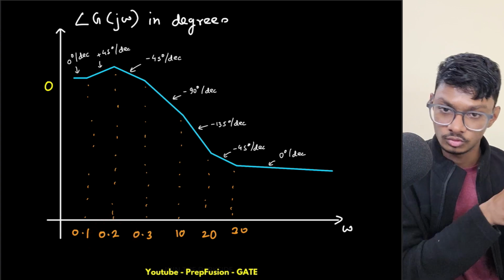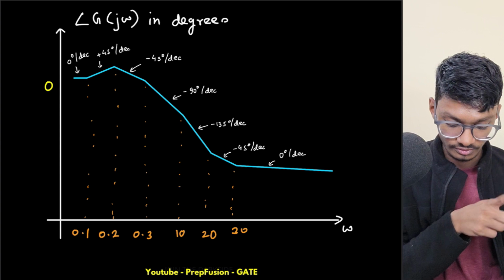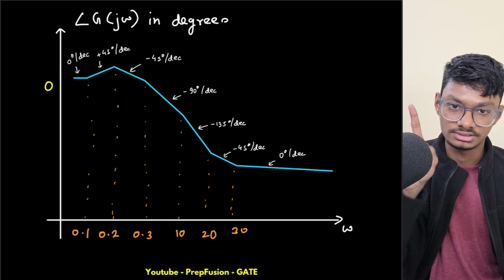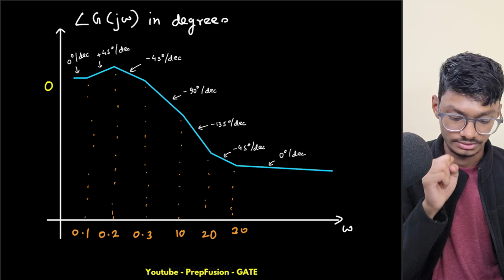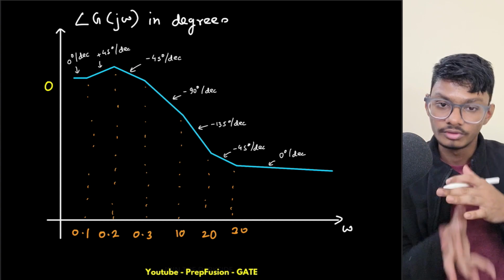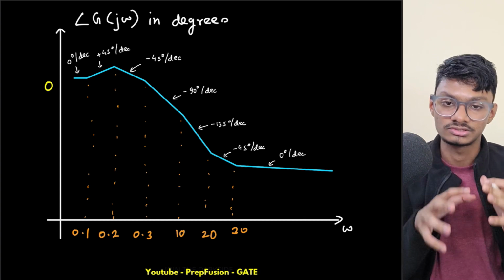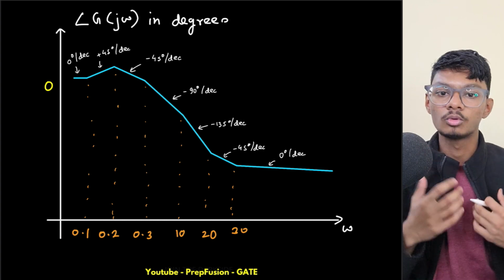This is 0.2, 10 times more than this is 2, that is my corner frequency. 0.3, 10 times more than this is 3, that is my corner frequency. 10 is here, so 10 times less than this is 1, which is the corner frequency. 20 is here, 10 times less than this is 2. 30 is here, 10 times less than this is 3. We'll understand how to recover the transfer function from the Bode phase plot itself.